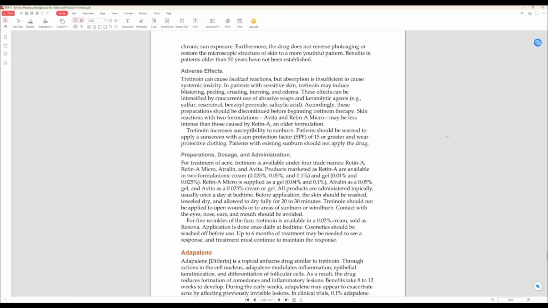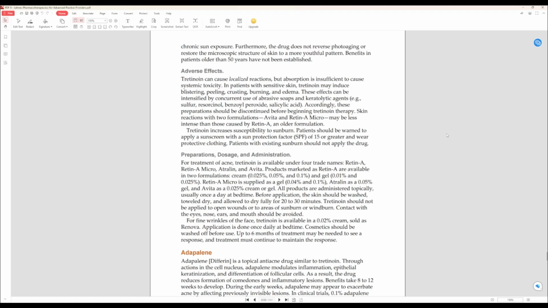Its preparation, dosage, and administration. Again, for the treatment of acne, tretinoin is available under 4 trade names: Retin A, Retin A Micro, Atrilin, and Aveda. Products marketed as Retin A are available in 2 formulations, a cream and a gel. Retin A Micro is supplied as a gel, Atrilin is a gel, and Aveda is a cream or gel. There are dosages listed here. Take a peek at them. There are different levels for each.